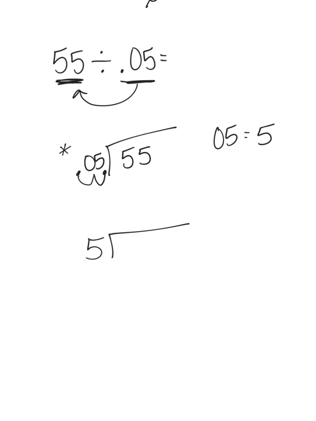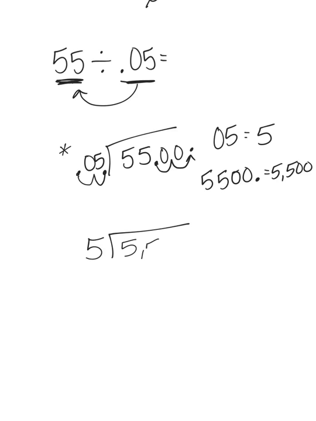Whatever I do to the outside, I want to do to the inside. Well, 55 is a whole number, so technically our decimal is invisible. We know it goes at the very end because there's really nothing over here. And I also want to move that 2 spaces to the right. So move it to the right, move it to the right. Fill in those spaces with zeros. Okay, so now that I've moved it over to the right 2 times, it is 5500 with a decimal on the end, or 5,500. Okay, so now we have made those whole numbers. So now we're ready to divide.